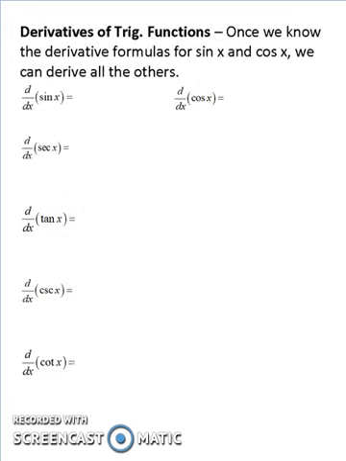So looking at our 6 trig functions now, as long as you know the derivatives of sine and cosine, you could actually figure out the other 4 for yourself if you aren't able to memorize them. So we know that the derivative of sine of x is cosine of x, and the derivative of cosine of x is negative sine x. Then let's think about the other 4. Well, secant is 1 over cosine.